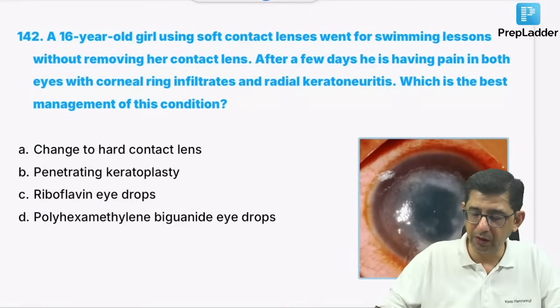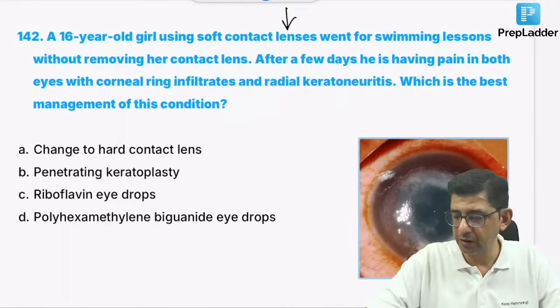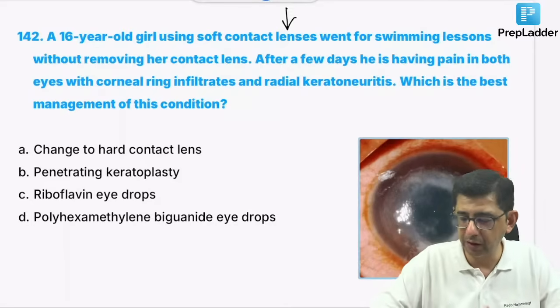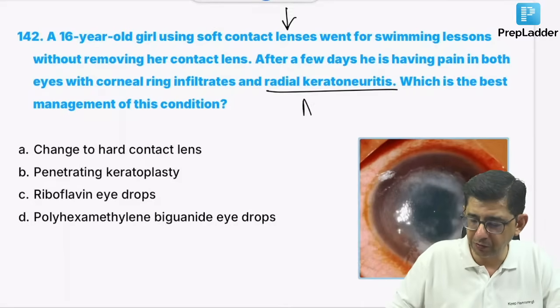So this girl went swimming with the contact lens on, and then she is having this radial keratoneuritis. That's the key feature of Acanthamoeba.